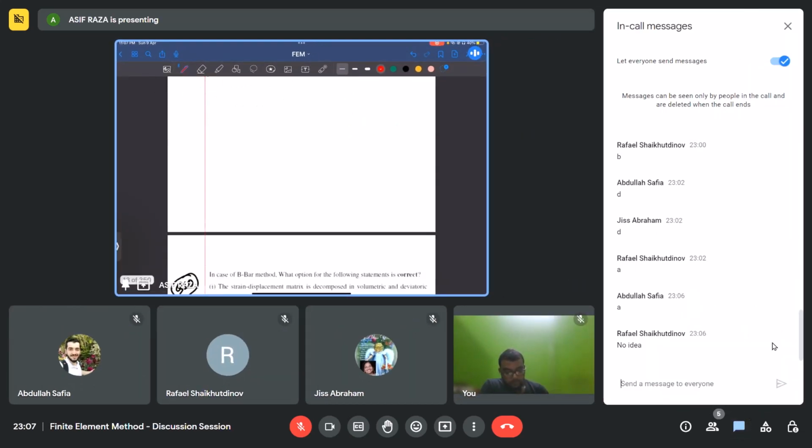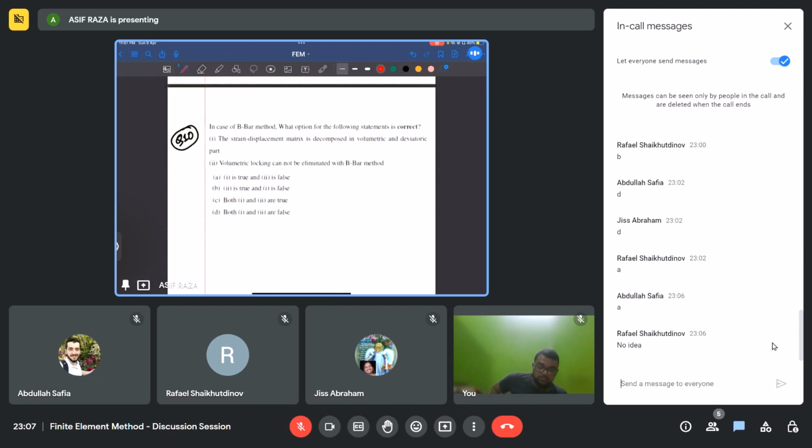Okay. Moving on to the next question, the last question relevant to assignment 11. In case of the B bar method, what option for the following statements is correct? First statement, the strain displacement matrix is decomposed into volumetric and deviatoric part. Second, volumetric locking cannot be eliminated with the B bar method. So, options are: first statement is true while second is false. Second option, second statement is true while first is false. Third, both are true. Fourth, both are false.